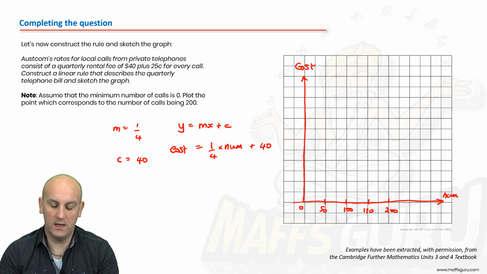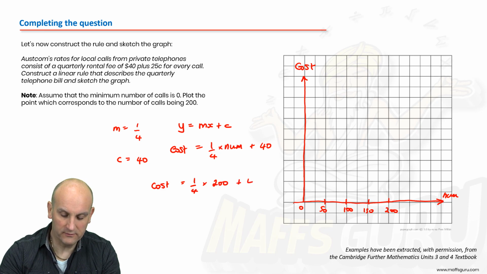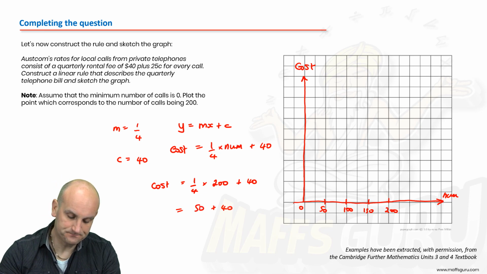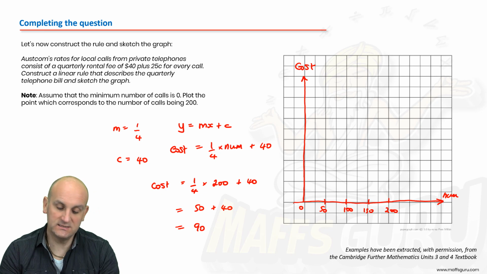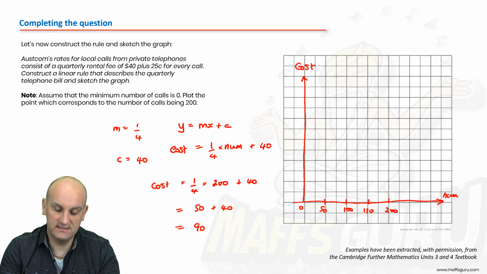All right, so what can I now do? Well, I want to try and find a point on this line using that formula. So I'm now going to say we'll let the number of calls equal 200. So I now know the cost is going to be 1/4 times 200 plus 40. Well, a quarter of 200 is 50, plus 40, which gives me 90. So I now know that my maximum height of my y-axis is going to be 90 in this situation.